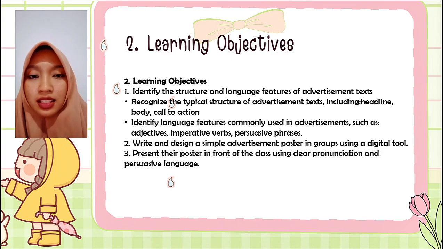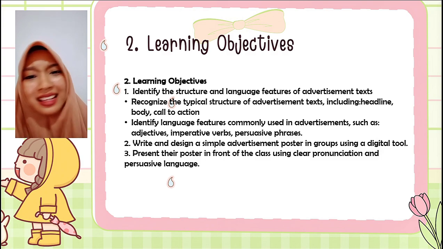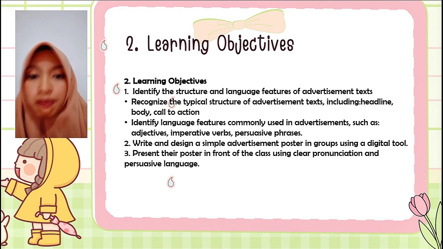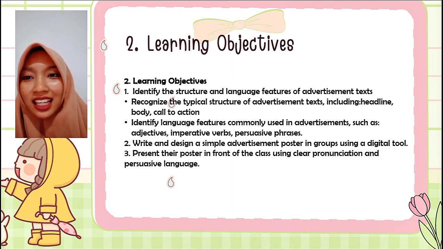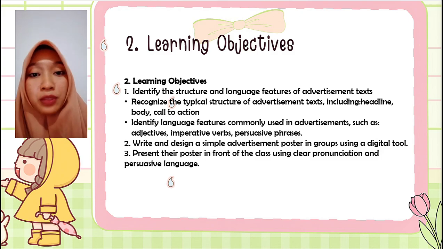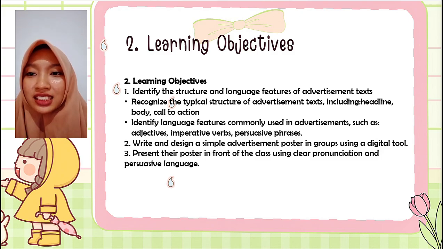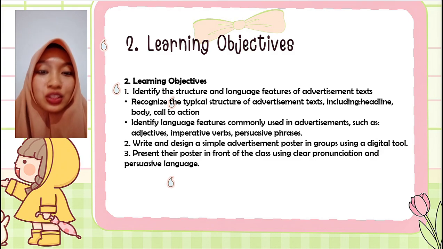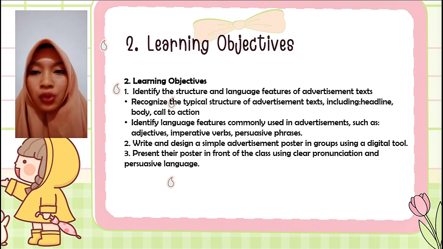In advertisements, they usually use words like amazing, delicious, affordable, and then for the language features in advertisement, they also have imperative verbs. For example, try it now, get yours today, to persuade readers. And also in advertisement, they have persuasive phrases such as best in town or limited edition, or maybe some others to encourage customer interest. So I want the students to be able to know the language features of the advertisement text.